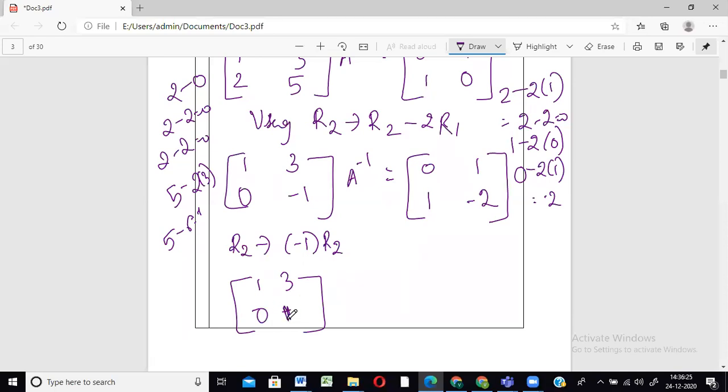R2 entirely, I'm going to change it with minus 1. So minus into minus 1 becomes plus 1. In 0, of course, there will be no change. R1 no change. Here it becomes minus 1 and 2. Alright? Okay. A22 is also made 1.